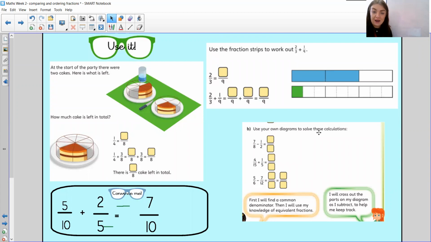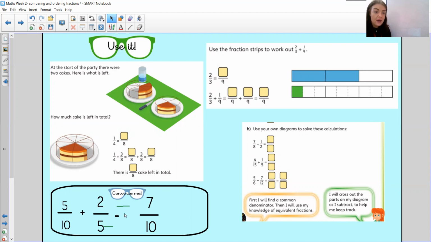B, use your own diagrams to show these calculations. This is simply what we've just been doing. They've given you 3 number sentences that they want you to have a go at finding the equivalent fractions, so then you can complete the sum. There are some little clues here: first I will find a common denominator, then I will use my knowledge of equivalent fractions. This one, I will cross out the parts in my own diagram as I subtract, as this will help me to keep track. Again, whatever method you are more confident with, you can use that one.